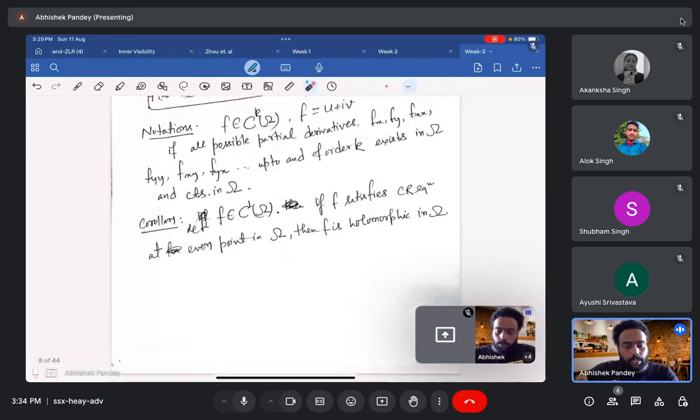Just remember that here I am writing f is holomorphic in omega, not just differentiable at some point. This is something else I am writing, because it satisfies the CR equation at every point in omega.